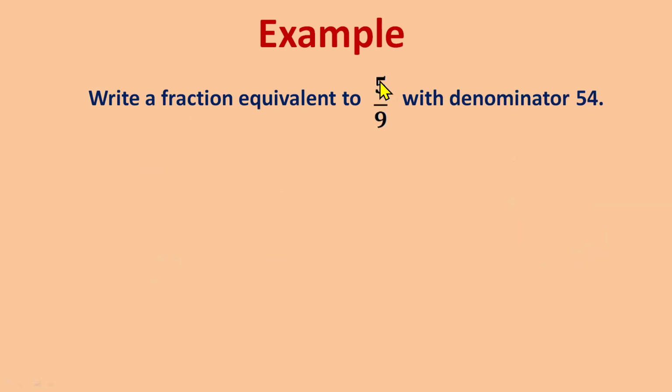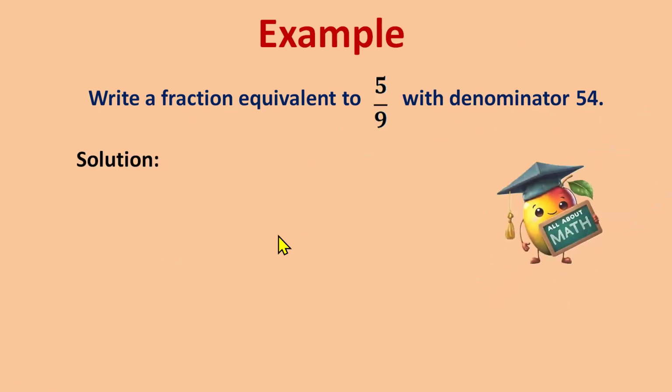Write a fraction equivalent to 5 by 9 with denominator 54. The question is exactly the same, but the difference is that in this question you are having the denominator instead of the numerator. So again, we'll write this question in the fill up form. First, you'll write 5 by 9, and then you write equivalent means equal to, and denominator 54. And the numerator is nothing, it means box.